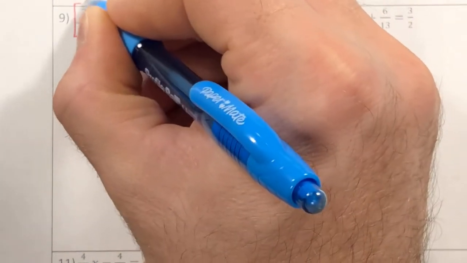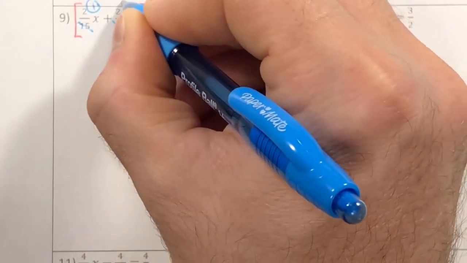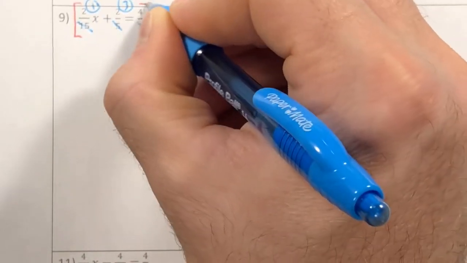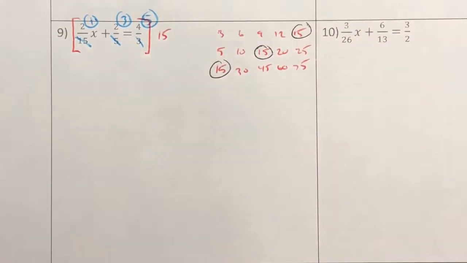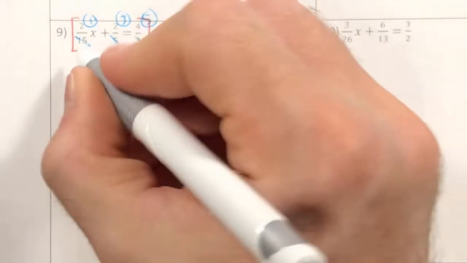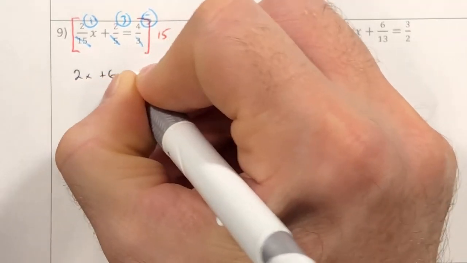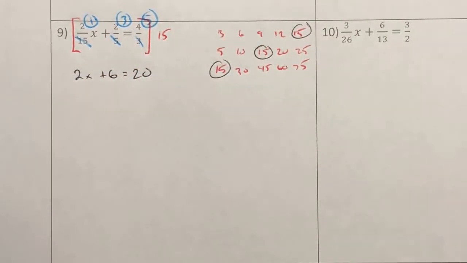15 divided by 15 is 1. Divided by 5 is 3. Divided by 3 is 5. And then I only multiply by these reduced values. It's going to give me 2x plus 6 is equal to 20. Awesome.